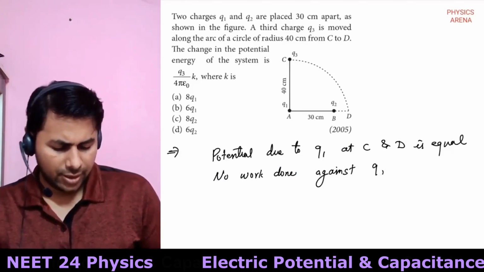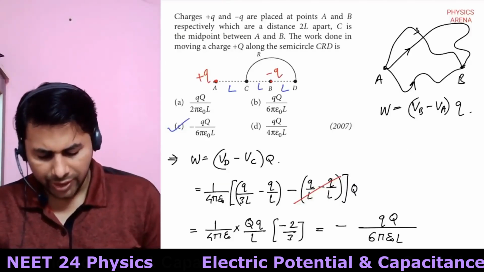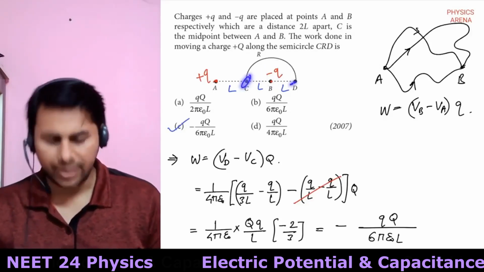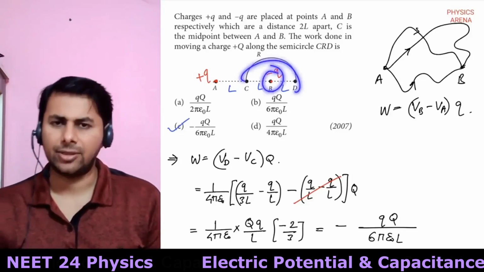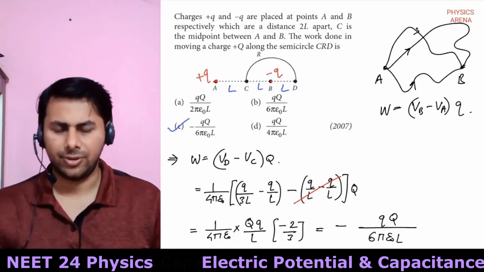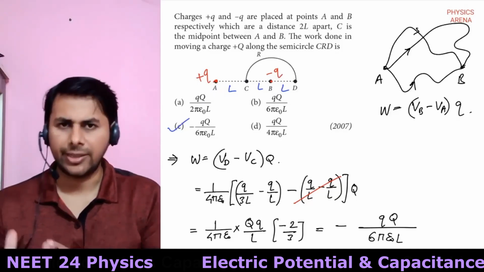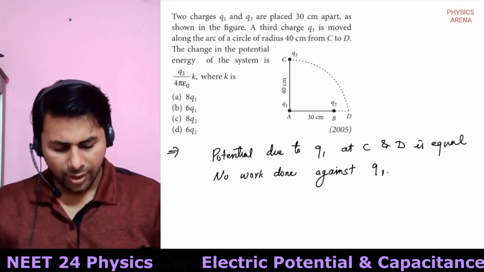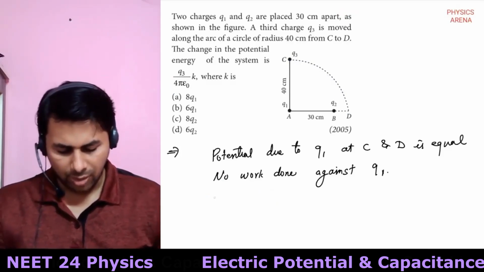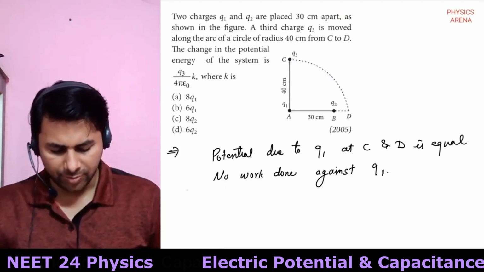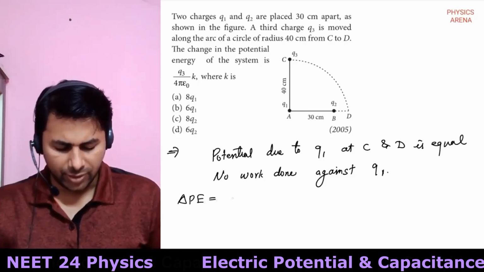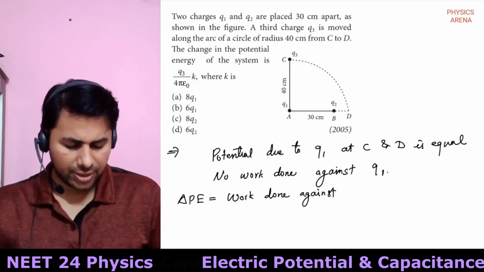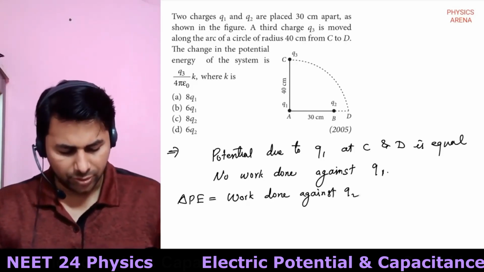In the last problem also we could say potential due to this charge minus Q at C and D is equal. There is no work done against minus Q. So there is only work done against plus Q. If we had found that work done against plus Q also, we could have got the same answer. Okay. So in this one, how much would be the change in potential energy? Change in potential energy, delta P, is work done against the other charge, Q2.